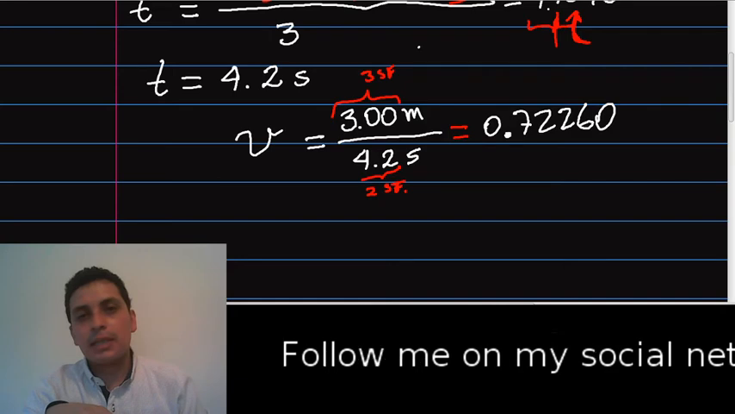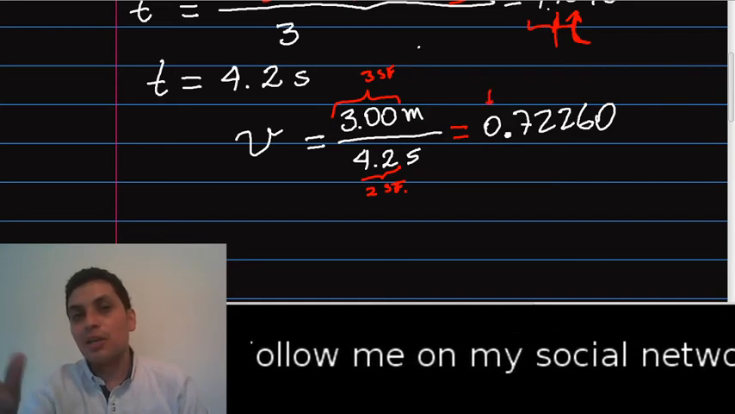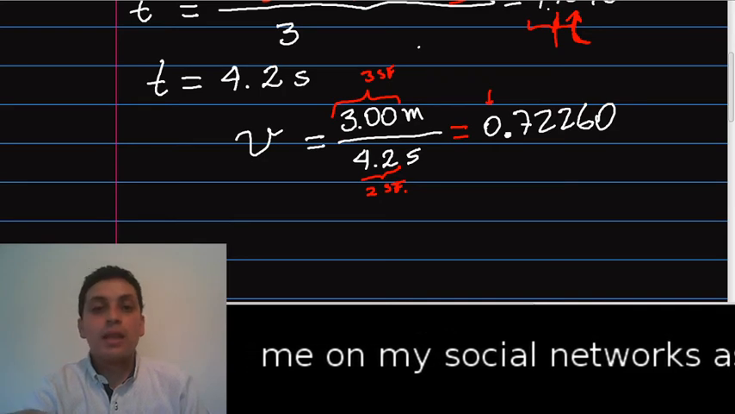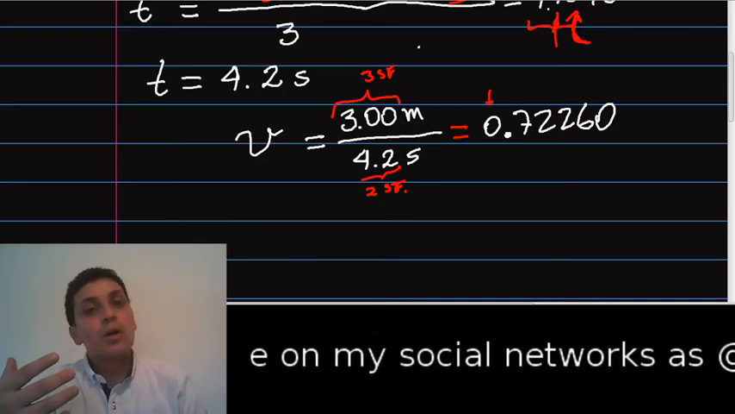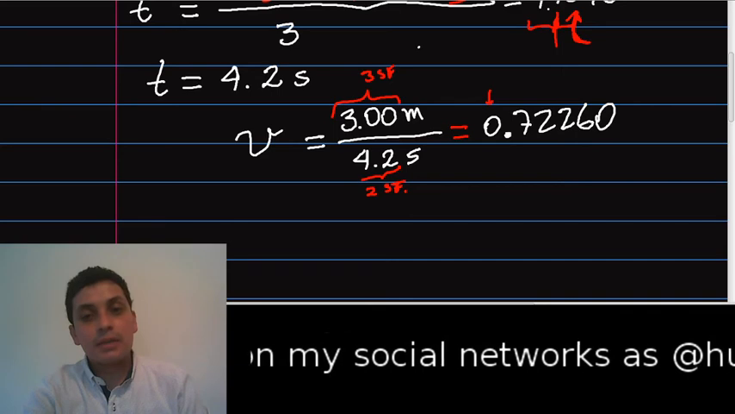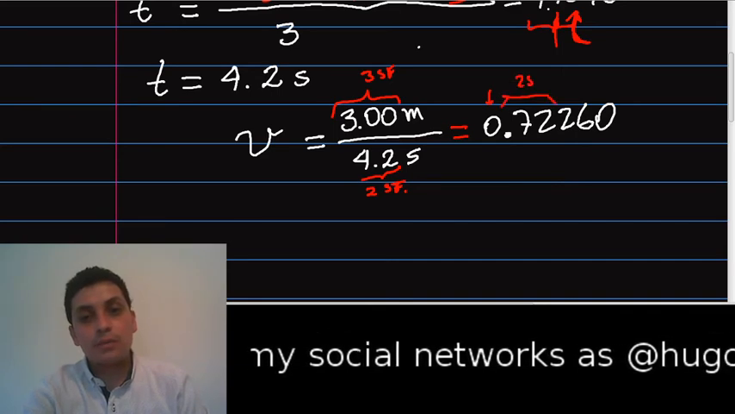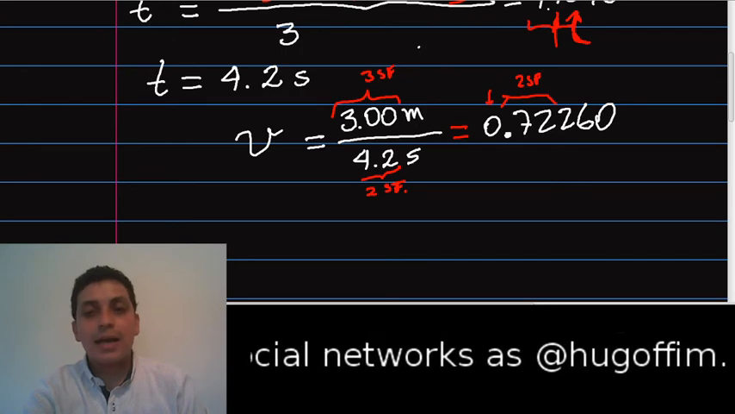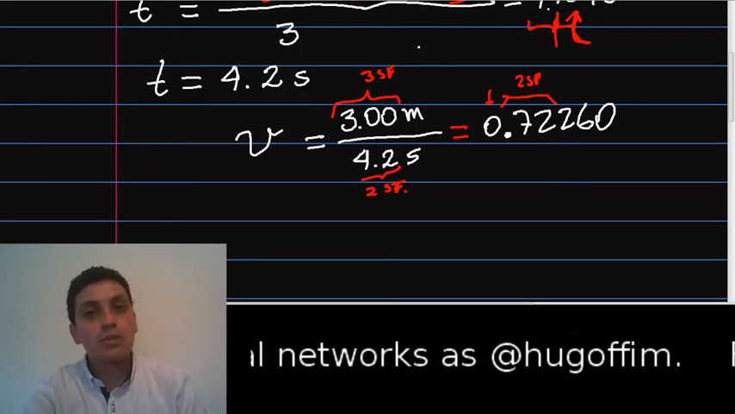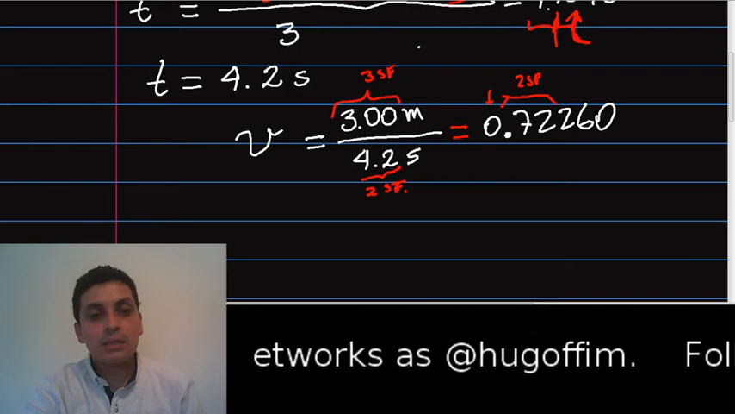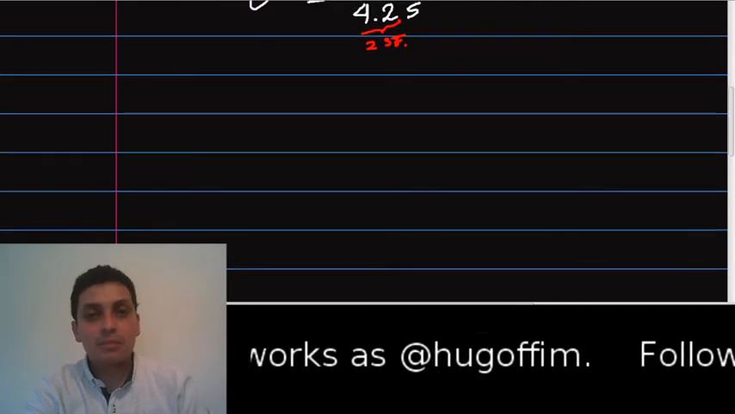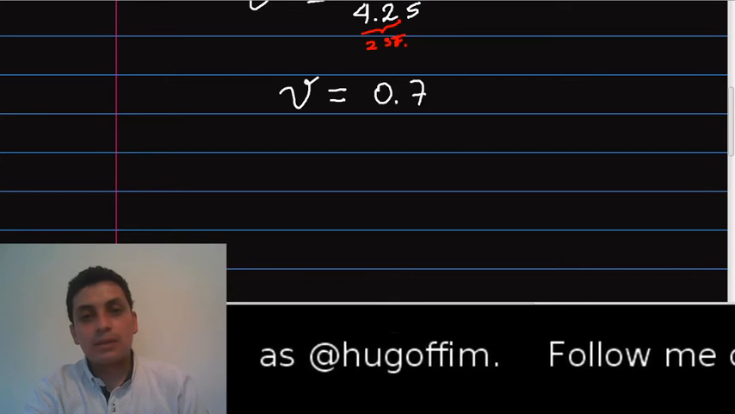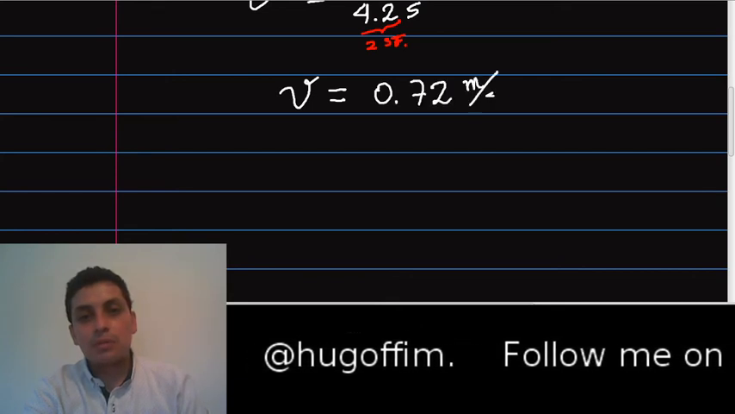Remember that this 0, you can see another video about significant figures, is a 0 to the left of the decimal point, so we don't count it as significant. The two significant figures will be these two. Look at that, the next digit is 2, so the 2 does not change the 72 to 73. So the velocity, the speed will be 0.72 meters per second.